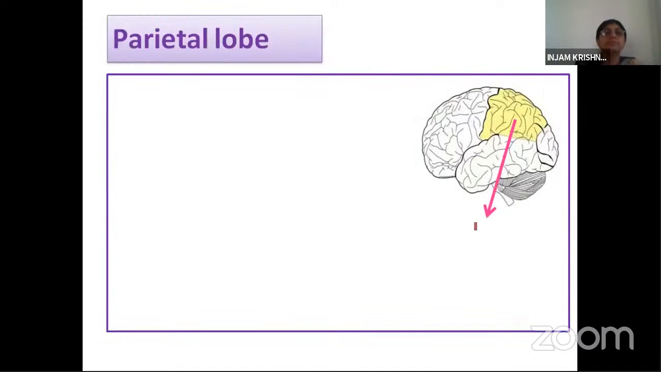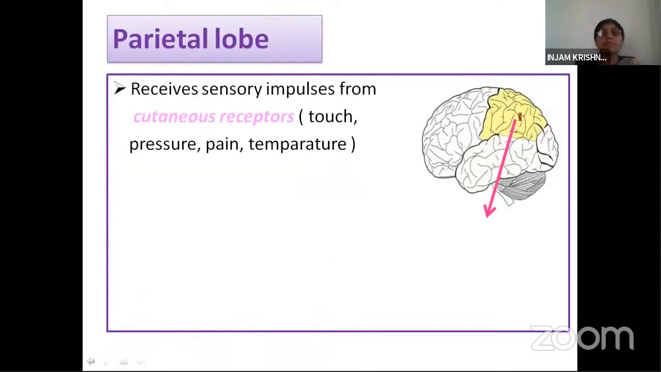Next, the parietal lobe. This is the parietal lobe. It receives sensory impulses from cutaneous receptors. Cutaneous means connected with the skin. So touch, pressure, pain, temperature, all are related with the skin and the sense of skin.